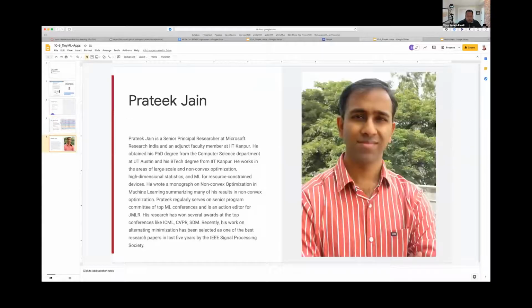So with that, let me introduce Prateek. Prateek is a senior principal researcher at Microsoft in India. He's also an adjunct faculty member at IIT Kanpur. For folks who are not from India, where I'm from, IIT Kanpur is pretty much the best IIT, and IIT itself is like MIT or Harvard. So it's the best school.